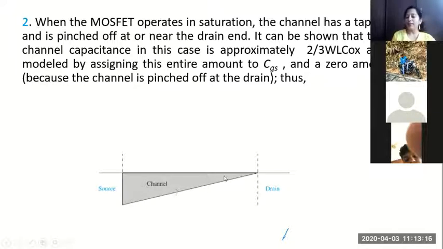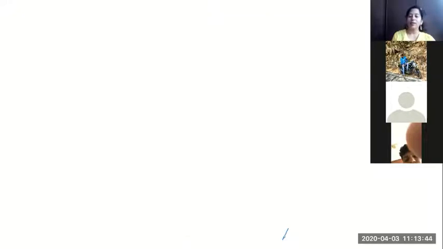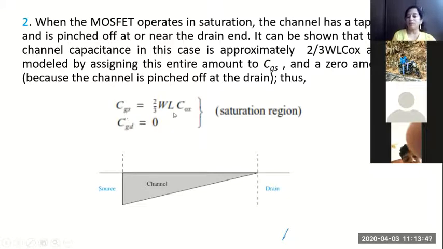It will be having different widths and it will look like this in the saturation region. It can be shown, it's a complicated derivation which is out of the scope for you. In this case, it is proved that the value of the channel capacitance will be approximately 2/3 WL Cox. In the previous case, it was half WL Cox. Now it is 2/3 WL Cox, the gate to source capacitance. Remember, gate to source means it will be towards this side.